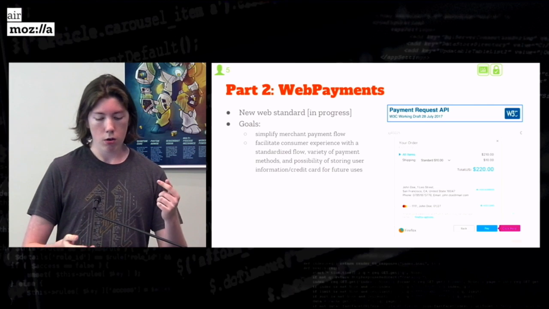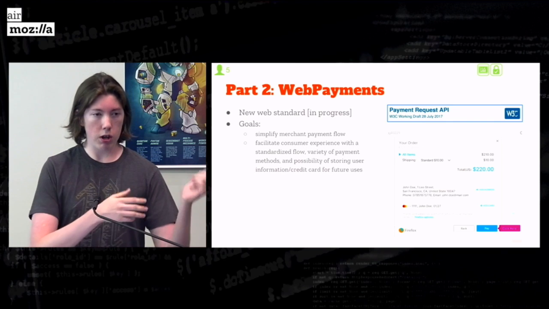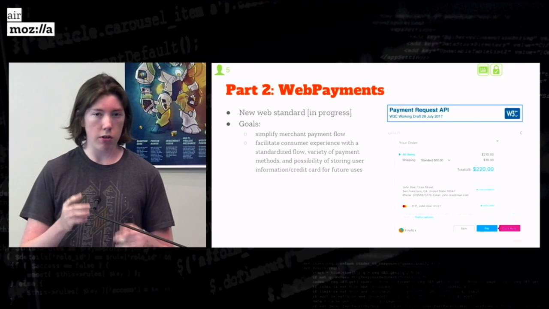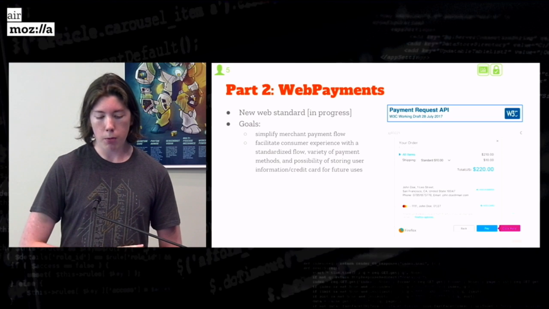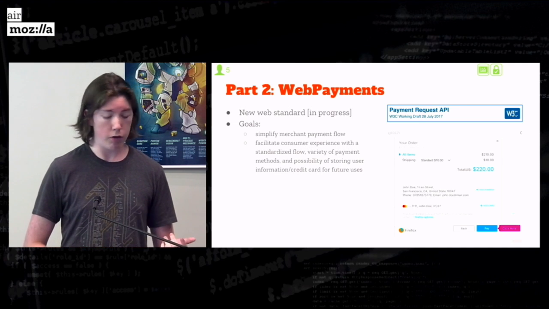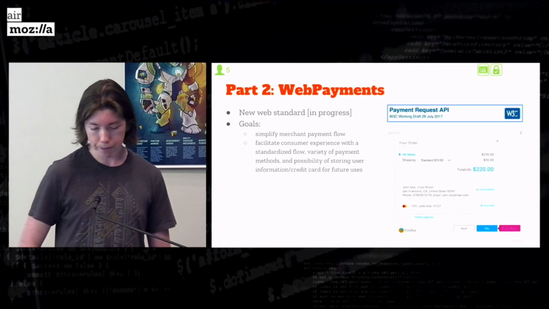So maybe, oh, we have some address of the user, we can already put it there, so you can select which address you want to use. So it's gonna help both the user and the developer, the merchant in that case.